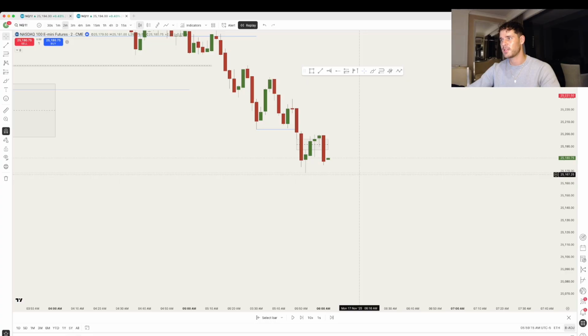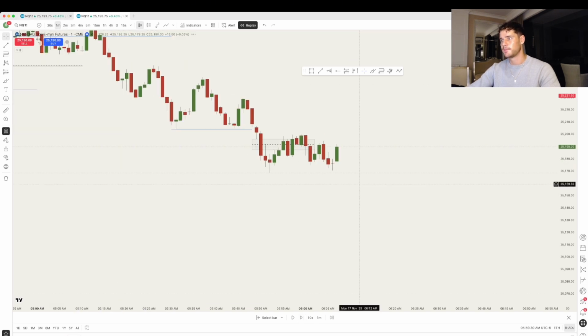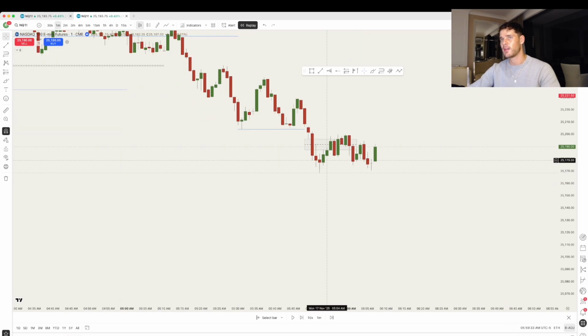Okay, still very scary. We've technically put this in. So I would want to see buyers step in very hard and very quickly. I'm going to change this back to 2 minutes. Like that. This is just chop. And we're still making lower lows.